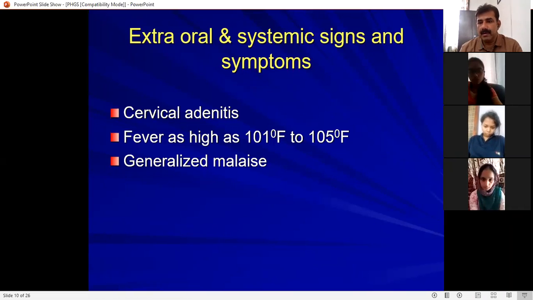This is an overall picture of this young patient with a red, shiny gingiva, slightly edematous, with a tendency to bleed. Over a period of time, vesicles start appearing, and within 24 hours, these vesicles rupture and form painful ulcers. And along with these painful ulcers, you have fever. Then lymph nodes may be enlarged and there is generalized malaise. So that is the overall picture of a patient with acute herpetic gingivostomatitis.